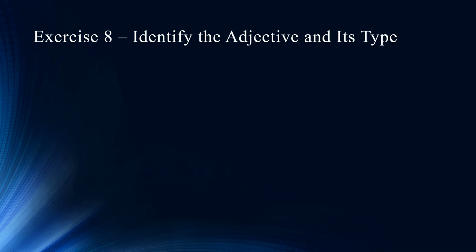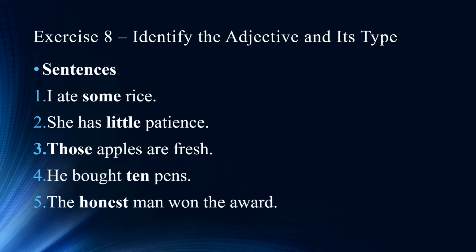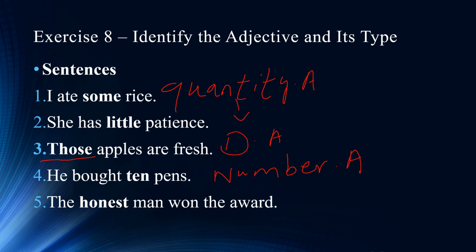Exercise number 8. Identify the adjective and its type. I ate some rice. This is quantity. Quantity adjective. She has little patience. Again, quantity adjective. Those apples are fresh. Those, this is demonstrative adjective. He bought 10 pens. This is number adjective. The honest man won the award. Honest is quality adjective.